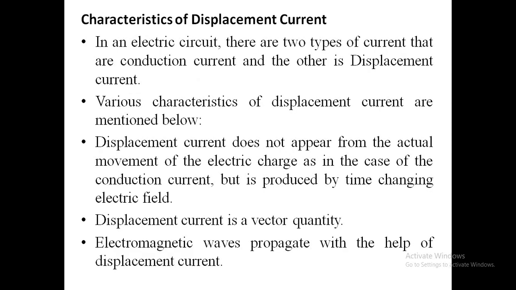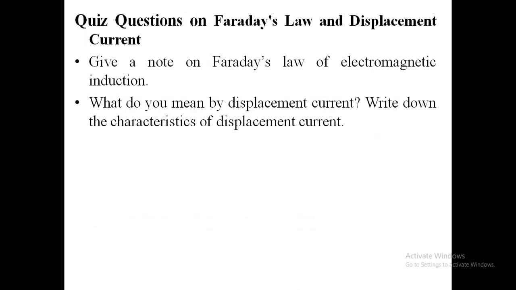Characteristics of displacement current. In an electric circuit, there are two types of current, that are the conduction current and the other one is the displacement current. Various characteristics of displacement current are as below. Displacement current does not appear from the actual movement of electric charge, which is the case of a conduction current, but it is produced by the time changing electric field. And also we can define displacement current as a vector quantity. Electromagnetic waves propagate with the help of the displacement current as it has direction.